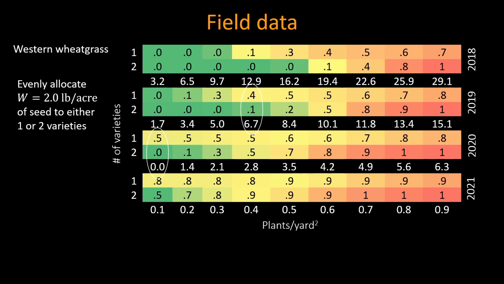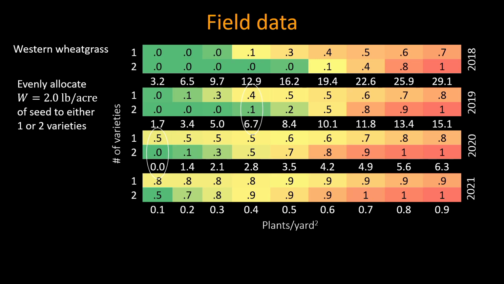And what this 0.4 means is that if you pick one at random, that's the one variety, and you devote all the seed to it, there's a 40% chance that you'll have less than 6.7 plants per yard, okay? And that's how you interpret all of these colored boxes.